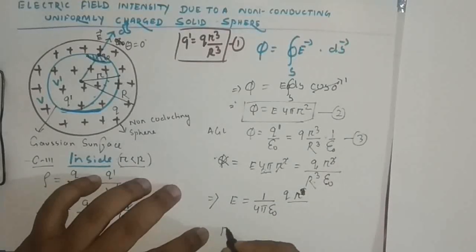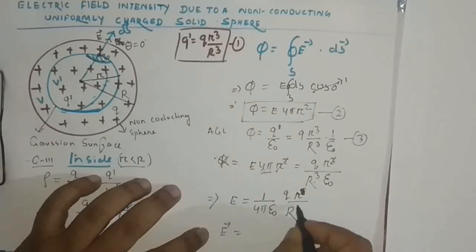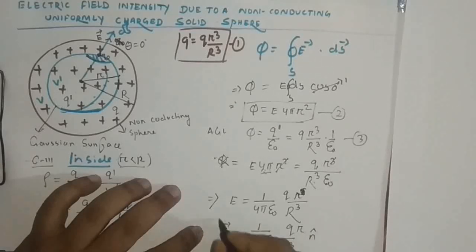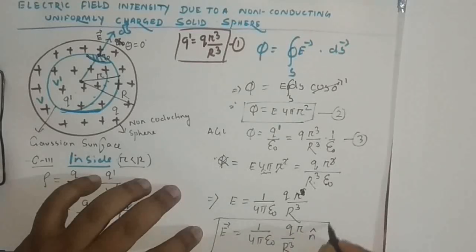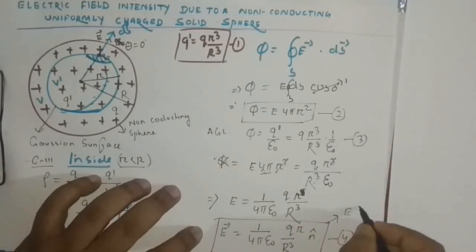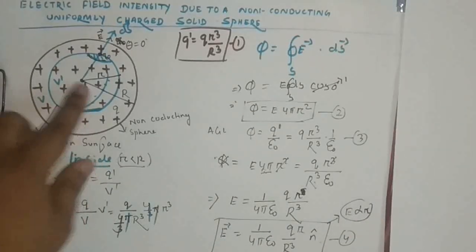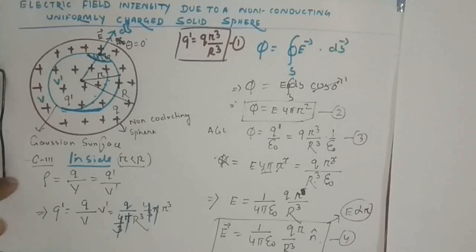Or if I write it properly in vector form, kQr by capital R cubed, or I will write it here 1 by 4 pi epsilon naught Q small r by capital R cubed, of course n cap. And here what I got, electric field is directly proportional, in equation 4 I got it is directly proportional to r because r is variable. So what will be the graph?